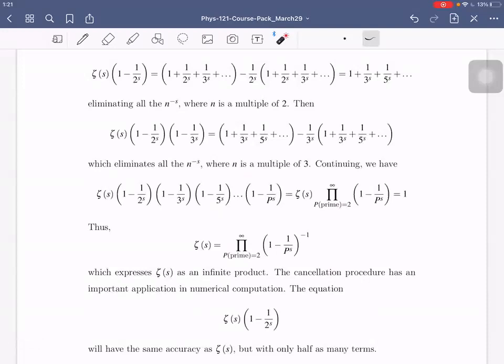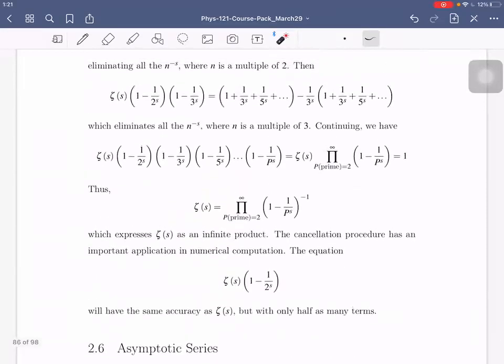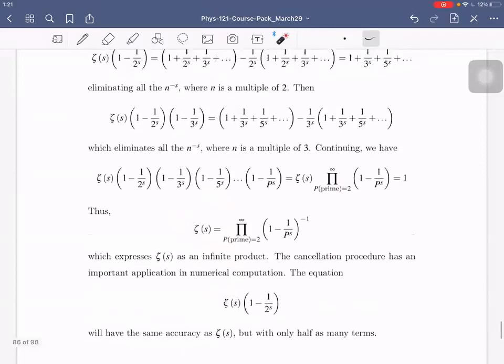Of course, I will not ask you to transform an infinite sum to an infinite product. This is just to show you that there is another special type of function or mathematical concept. Okay? So that's it for this, and next we will discuss 2.6, which is asymptotic series.